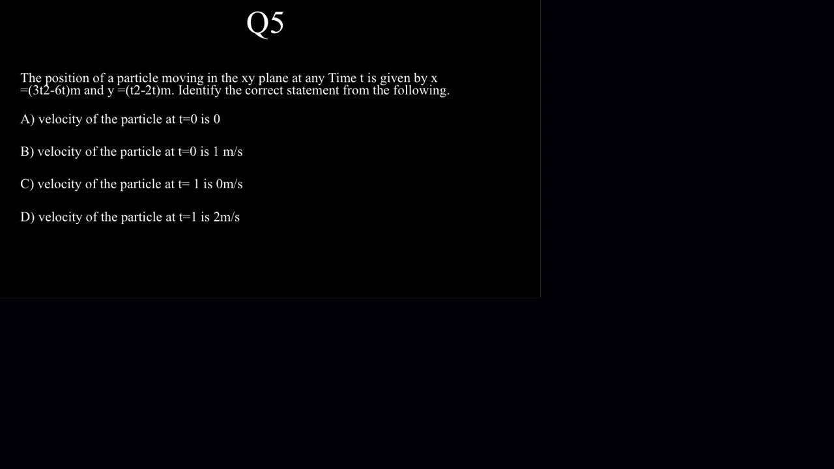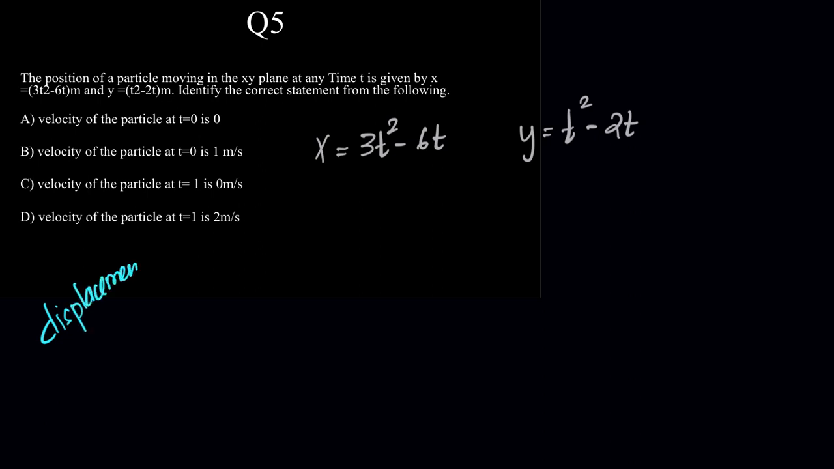Let's start solving this question by writing down the given equation. So what is given? X is given to be 3t square minus 6t, and y is given as t square minus 2t. See, now what we need to understand is we've been given displacement in both the x direction as well as the y direction.